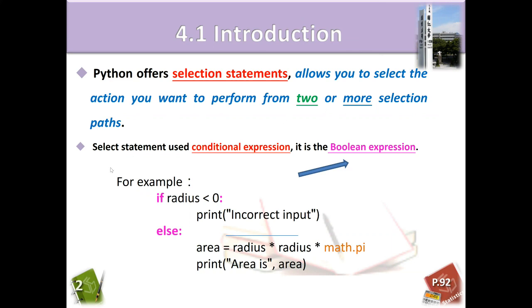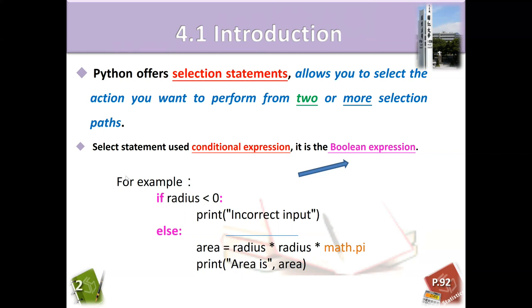Okay, so selection statements use a conditional expression. What is a conditional expression? It means you will have a condition, right? So the result may be true or false. So it will be a Boolean expression, and the result will be a Boolean value. A Boolean value means it's only true or false, 2 different kinds of situation. If it's true, what will it do? And if it is not true, what will it do?